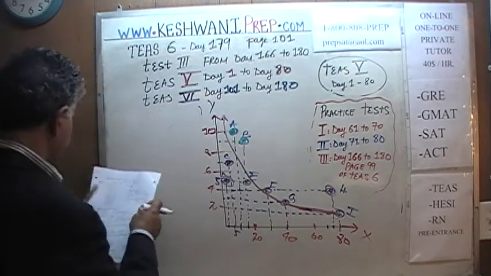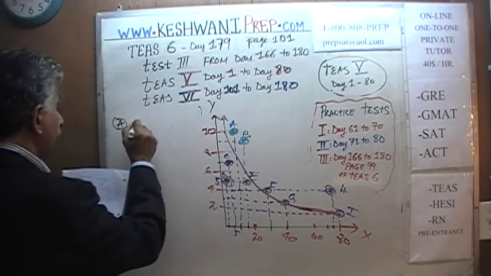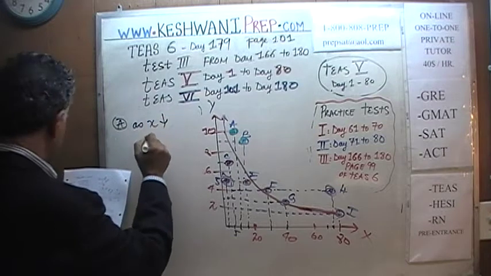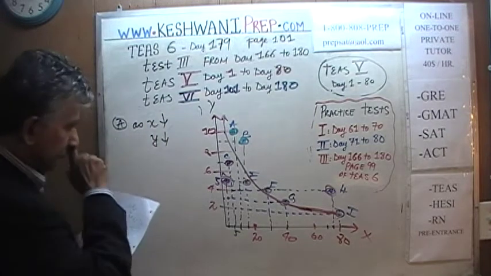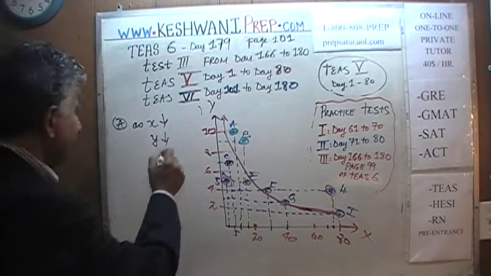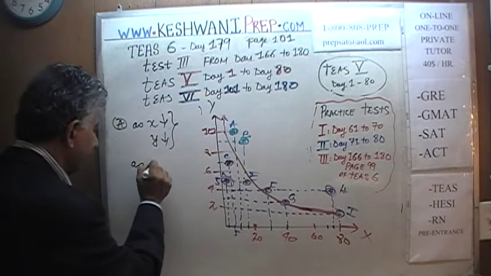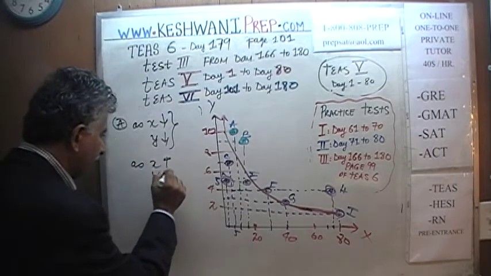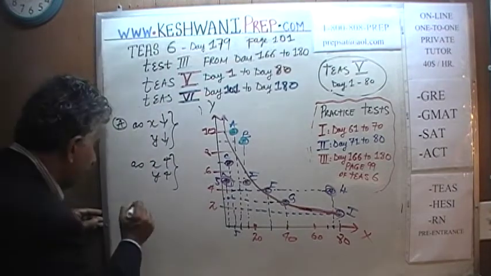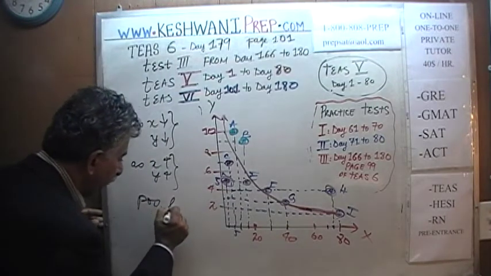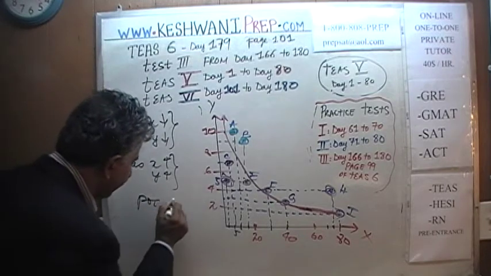Answer choice A says, as x goes down, y goes down. Well, if that's the case, if x goes down, then y goes down, which is the same as saying that as x goes up, y goes up. They move in the same direction. But if they move in the same direction, that implies positive slope.